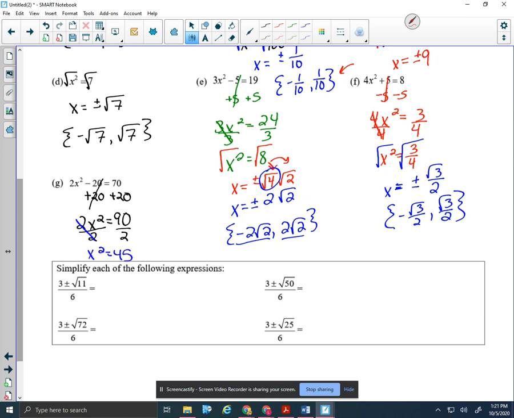So when I take a square root on this one, I get plus or minus. The perfect square that goes into 45, the largest one is 9, and then I have a 5 left. So this gives me plus or minus 3, radical 5. So I would have negative 3 radical 5 and 3 radical 5 as my two answers.